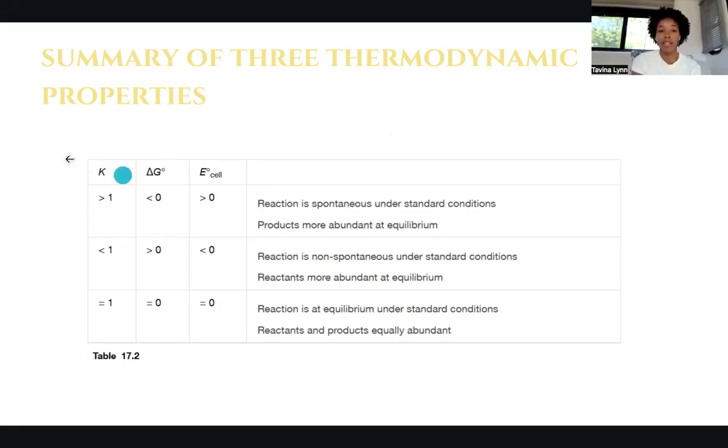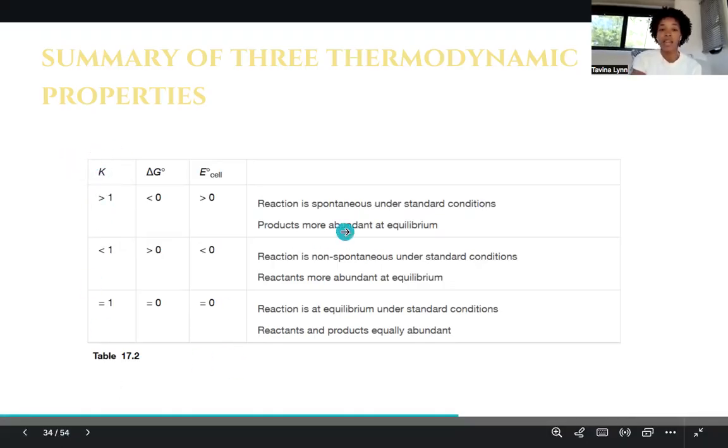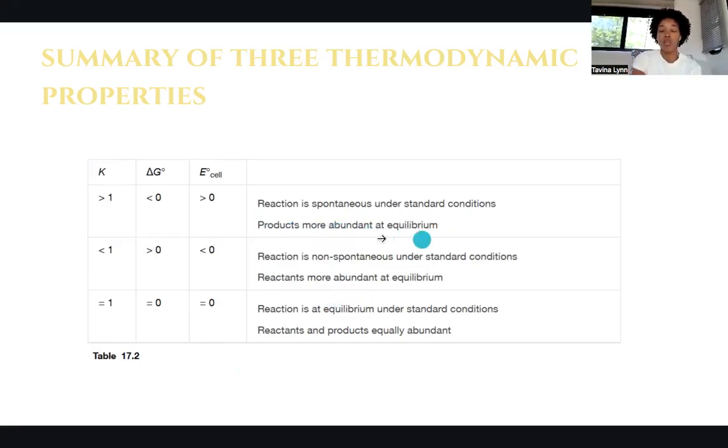So go back to the expression for how we generate our equilibrium constant K so that you can mathematically see why the products are more abundant here, the reactants are more abundant here, and then they're equal here.